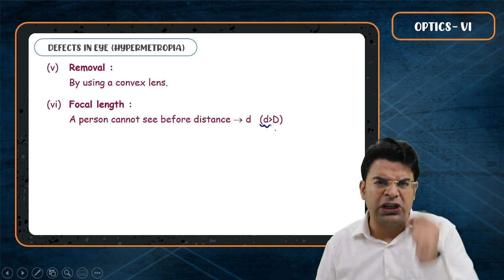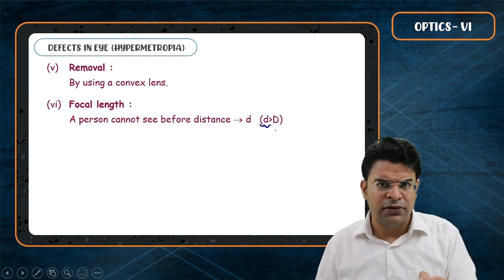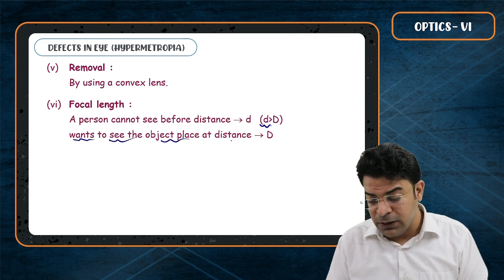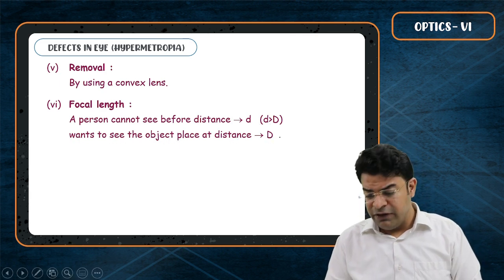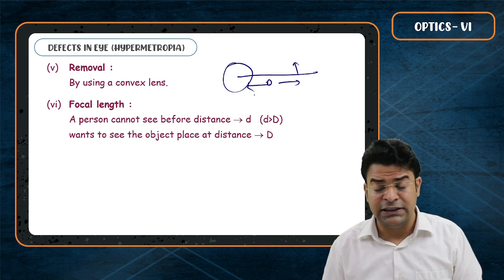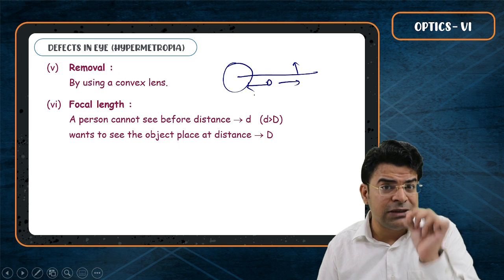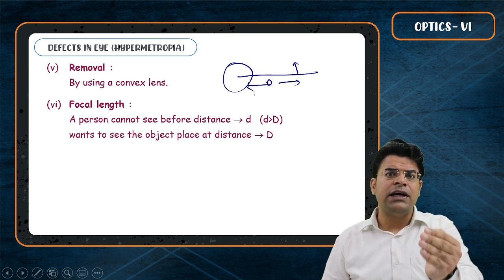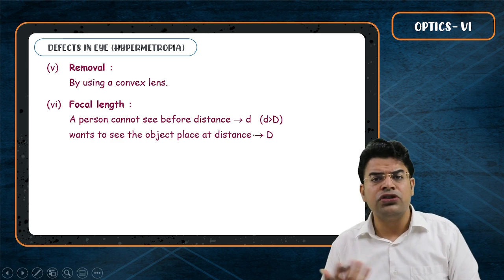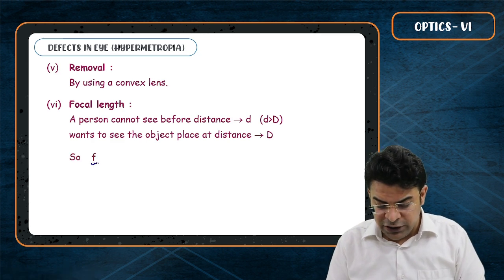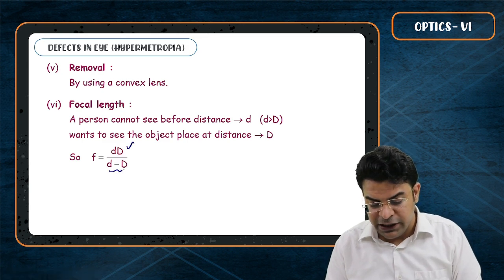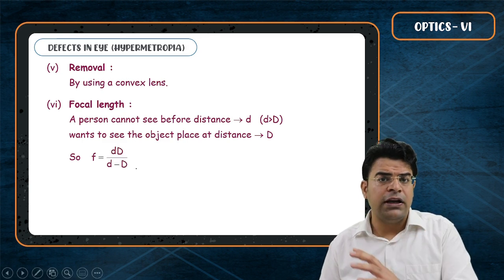You want this person to see clearly, right? That's what our job is. So, we want to see the object placed at distance d. So when the object is placed at distance d, just like a healthy person can see, this person also wants to see. But this person can't see when the object is at a distance less than small d. So sir, what to do? See, we use a lens of focal length, how much? Focal length equals Dd by D minus d. And with this focal length, this problem can be solved.